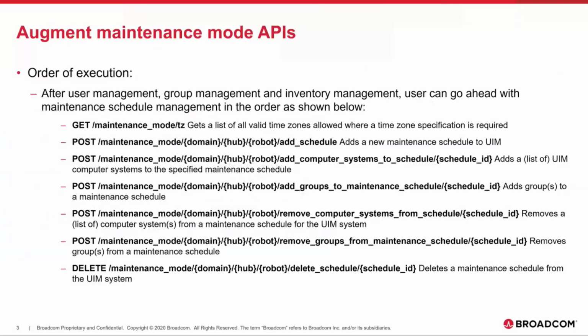So a typical use case a user would like to perform would be like this. The user would first get a list of valid time zones to get the time zone specification, add a new maintenance schedule, and then add a list of computer systems to the maintenance schedule, add a group if needed, remove a list of computer systems from the maintenance schedule, remove a group, and if you want to, you can delete the maintenance schedule.